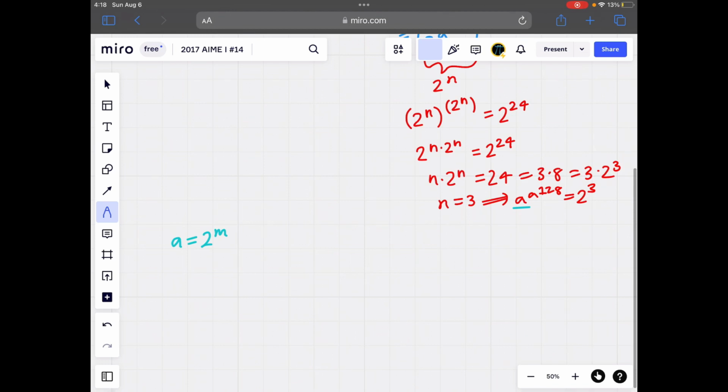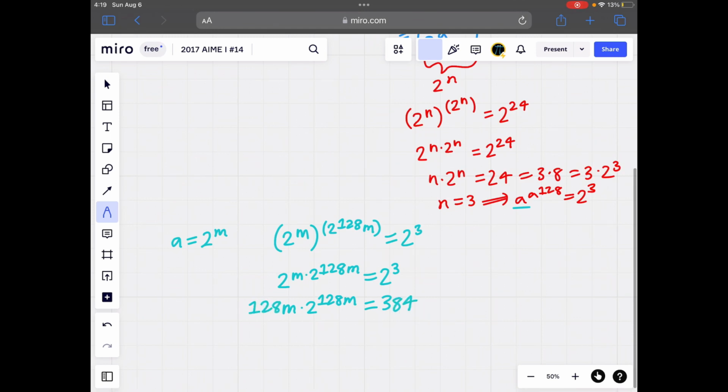So rewriting this equation with a equals 2 to the m, we have 2 to the m to the power of 2 to the 128m equals 2 cubed. And so 2 to the power of m times 2 to the 128m equals 2 cubed. And now removing the 2 to the power of everything, we get m times 2 to the 128m equals 3. And solving this equation is not hard. We just multiply the whole thing by 128. So we get 128m times 2 to the 128m is equal to 3 times 128, which is 384.